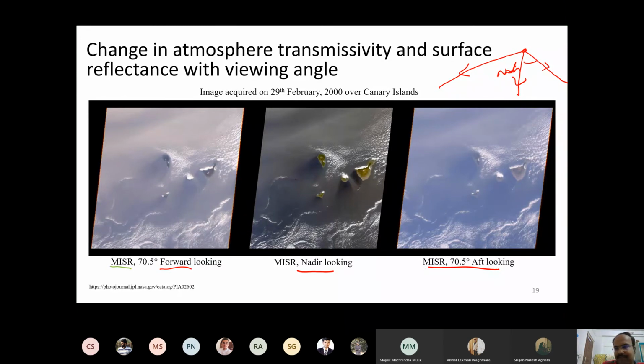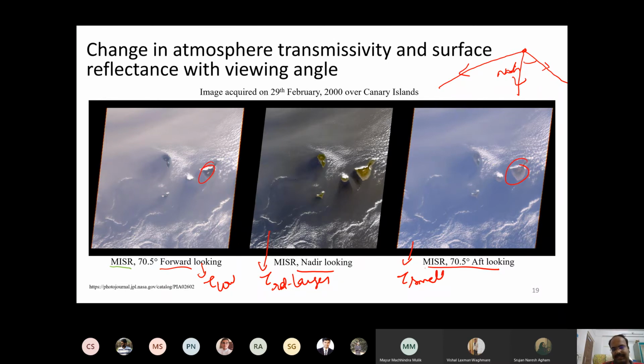Atmospheric transmittance varies a lot. Here transmittance is quite low. Here transmittivity will be relatively larger. Here again it is a smaller value of transmissivity because of the change in atmospheric path distance. Also, if you see here, the Earth's surface is looking bright green and all. Here it is looking different. Here it is looking different.